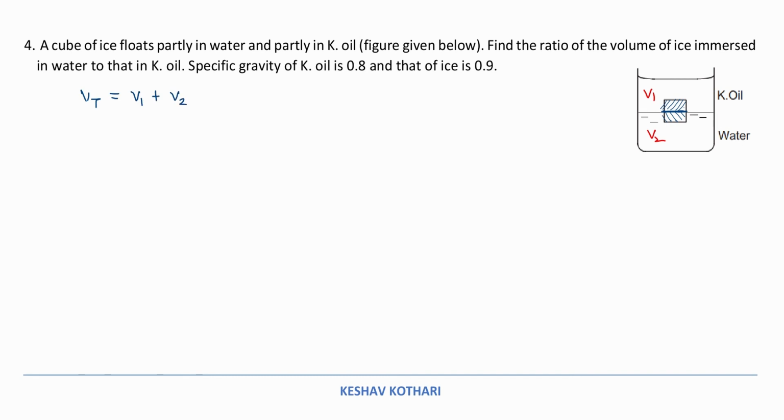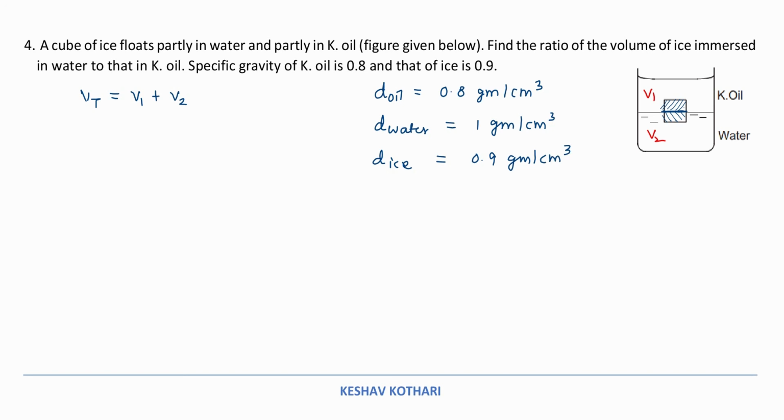Now the problem is stating that the ice is floating, so that implies that the weight of the ice is balanced by the upthrust. So one more thing can be done. The density of kerosene oil is 0.8 gram per centimeter cube. The density of water, that is already known, is 1 gram per centimeter cube. And the density of ice is 0.9 gram per centimeter cube.